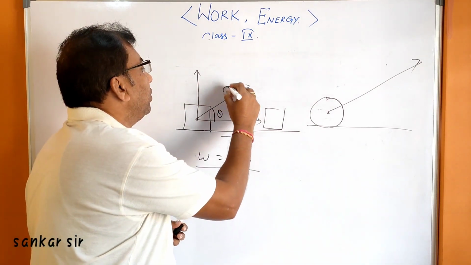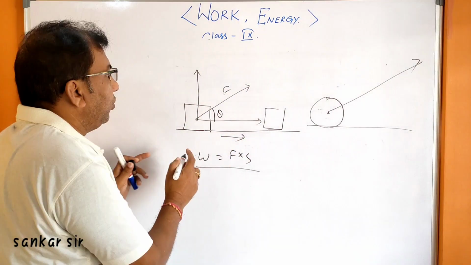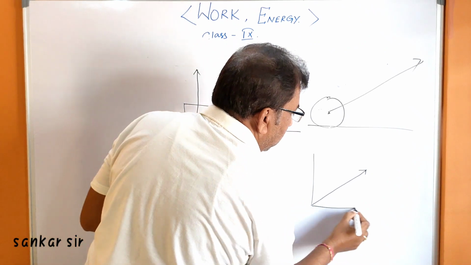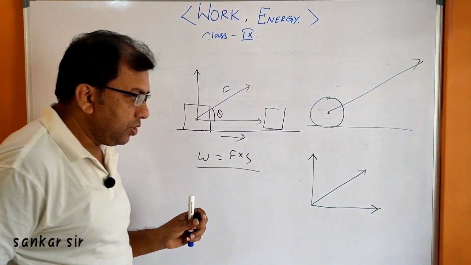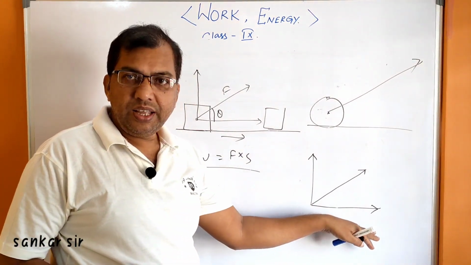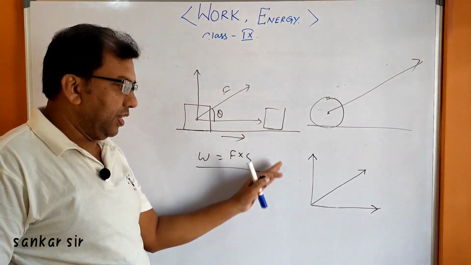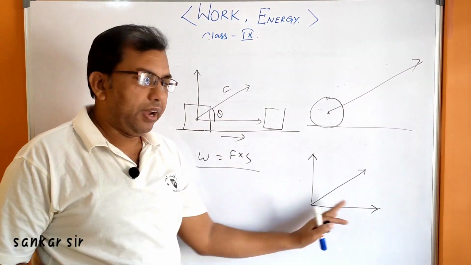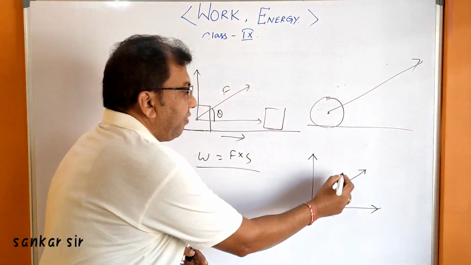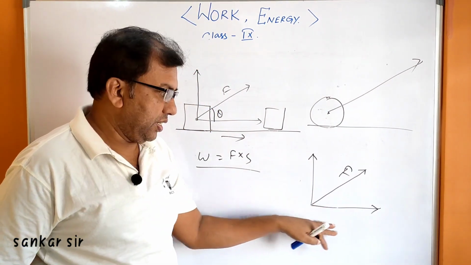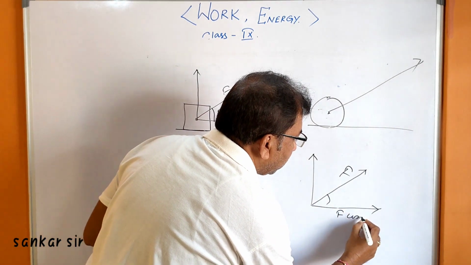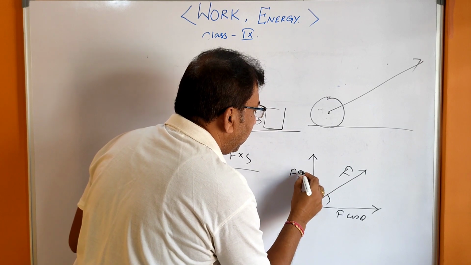Here, this is the force. This force, as you will learn in physics, will have two components. One is the horizontal component, another is the vertical component. That means this F will be divided into two components, horizontal and vertical upward, known as F cos theta and F sin theta.